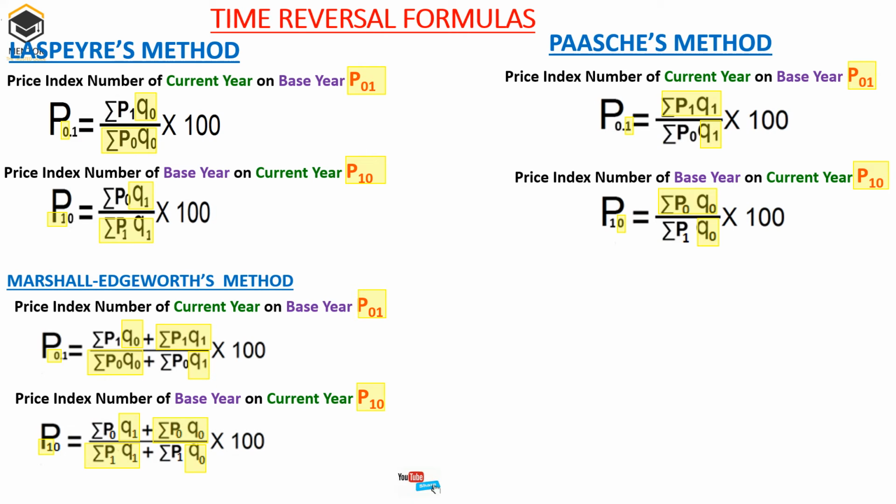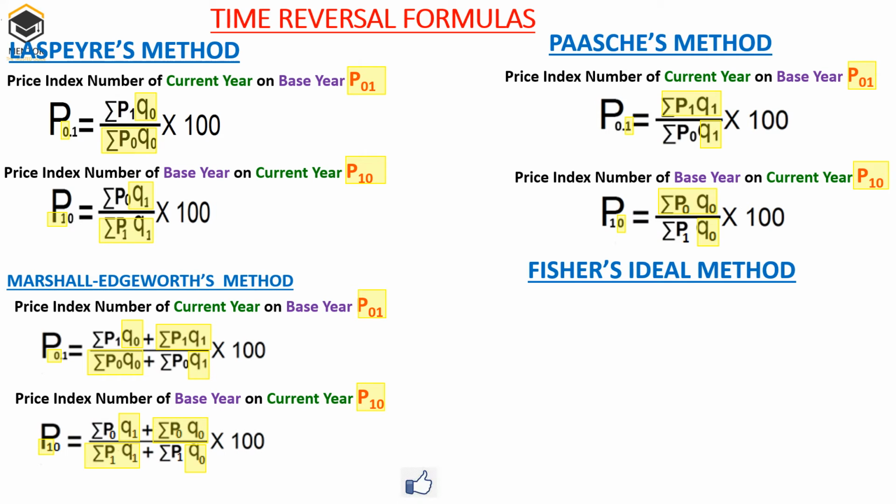Next we have the formula P10. This is a combination of our Laspeyres and Paasche of P10. So this is all about our time reversal formula of the Marshall-Edgeworth method. The same Marshall-Edgeworth method we have in Fisher's ideal method under square root. So in Fisher's ideal method, the author has taken the geometric mean of Laspeyres and Paasche.